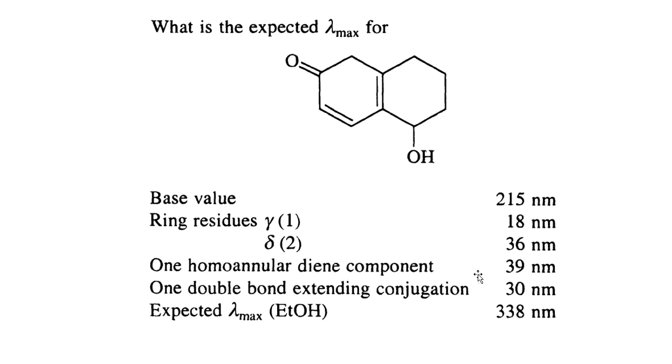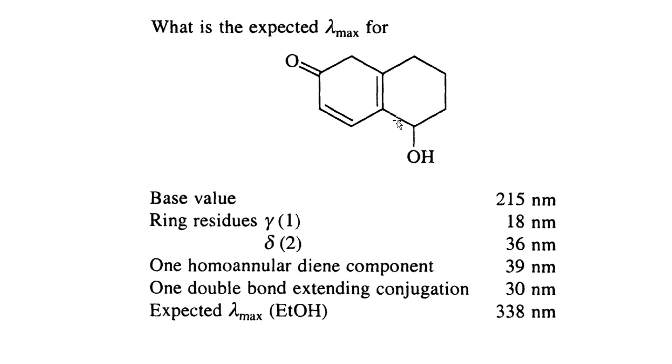So we have to add 39 nanometer as the increment for the homoannular diene component. Thus, the total calculated lambda max value will be 338 nanometer for this molecule.